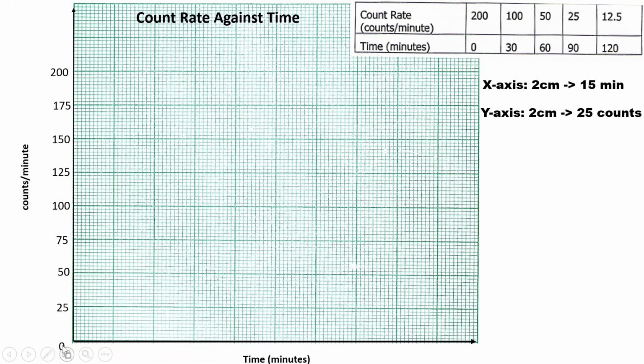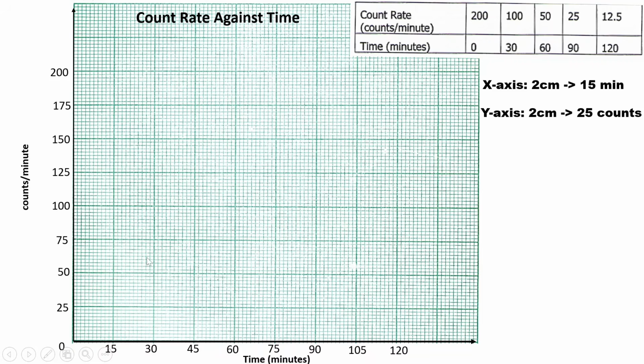Then from here I used 15. So the first one is 15, then 30, then 45, then 60, then 75, then 90, then 105, then 120. So we are able to accommodate 120. Then after that, you have seen that that has been done. Now you can begin plotting. You start plotting these values like pairs: 0 with 200, 30 with 100, 60 with 50, 90 with 25, then 120 with 12.5.